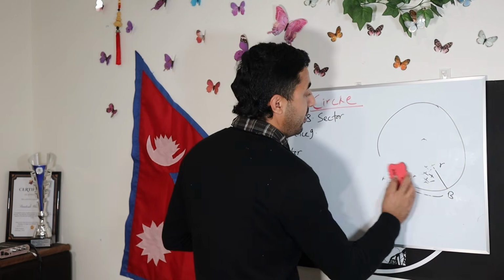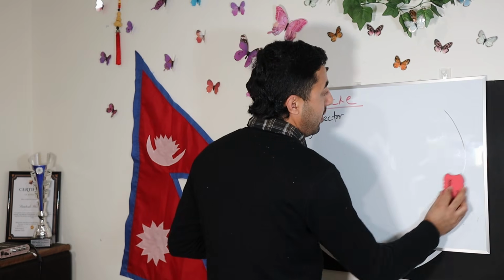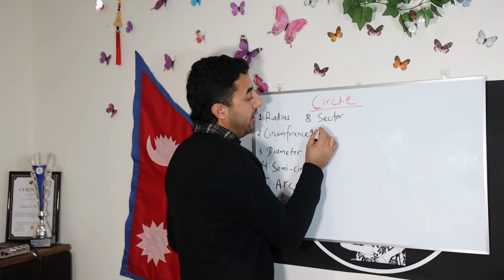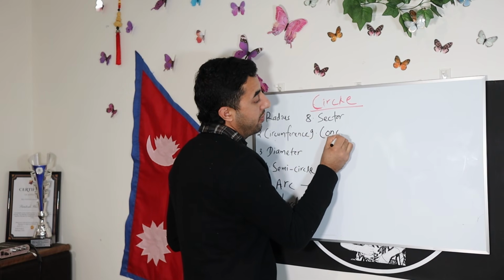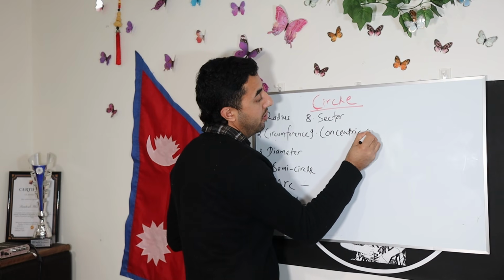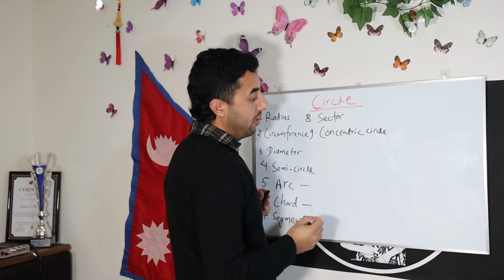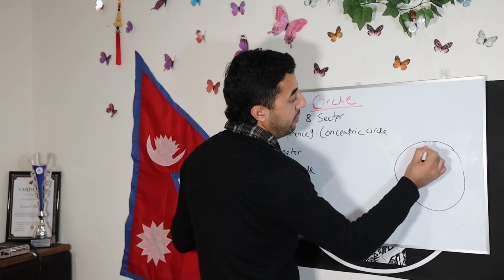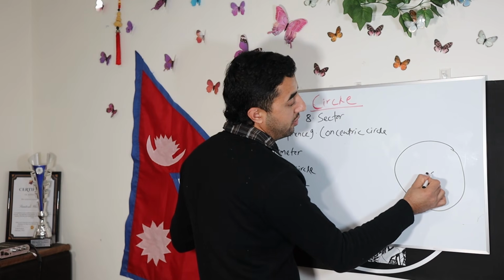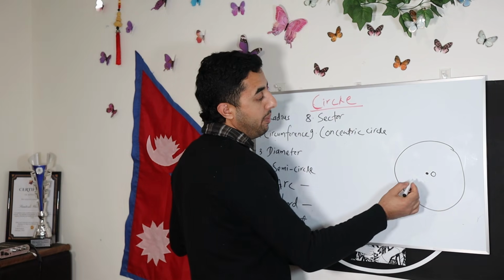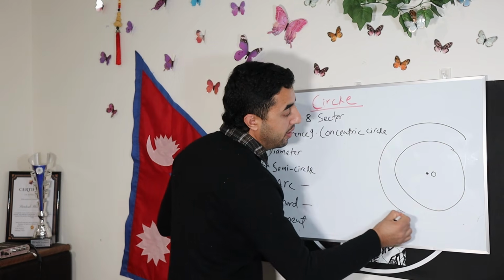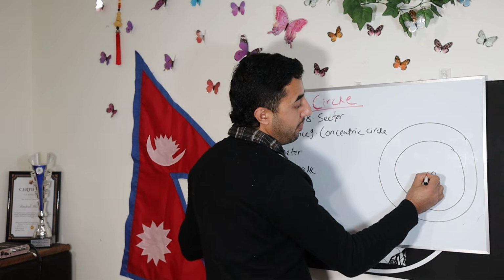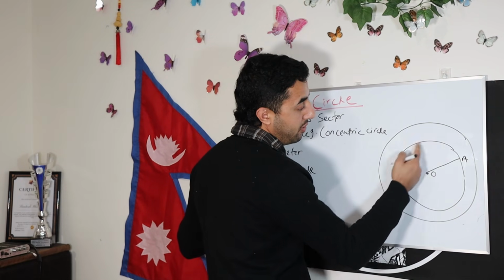Next, number 9, next we gonna learn about the concentric circle. Concentric circles means those circles which have the same center. For example, this is the center, one center O, and if I make another circle from the same center, the same center but they have different radius. For example, this is the radius of the small circle.